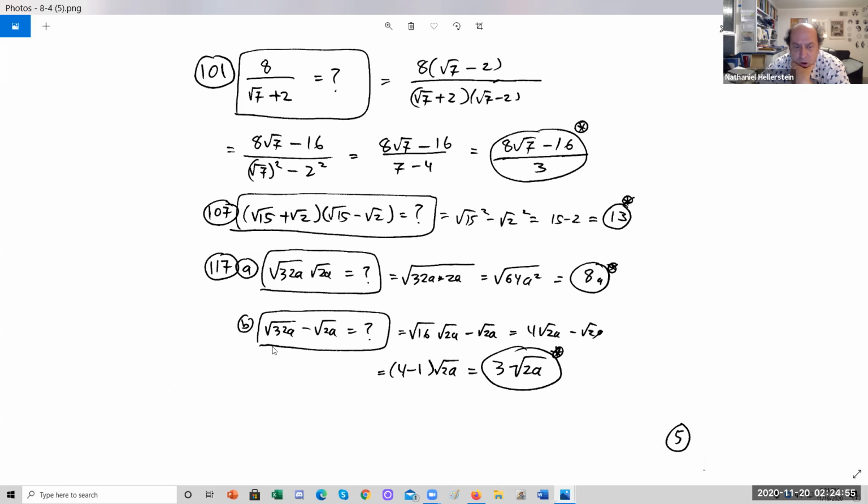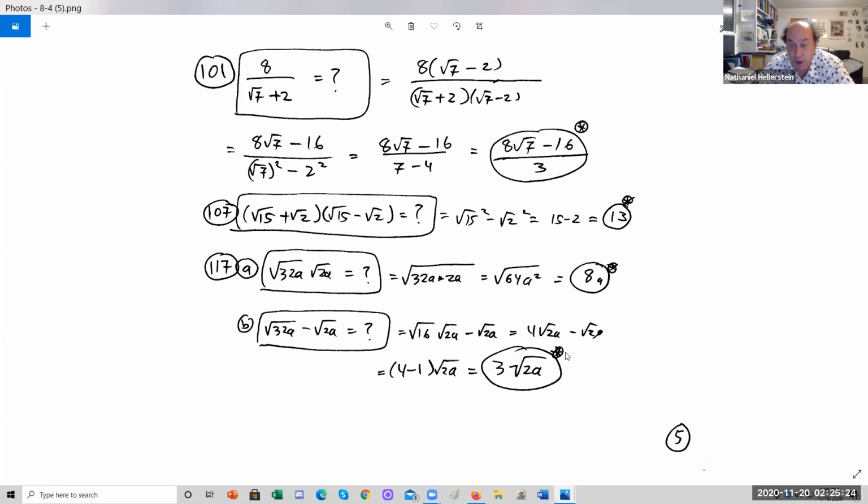Here, root 32a minus root 2a. The largest square factor of 32 is 16 times the 2a, minus root 2a. Root 16 is 4. 4 root 2a minus root 2a, that's 1 root 2a. So when you remove a common factor of root 2a, we have 4 minus 1. Do keep the invisible 1 in mind. And 4 minus 1 is 3, so you get 3 root 2a.